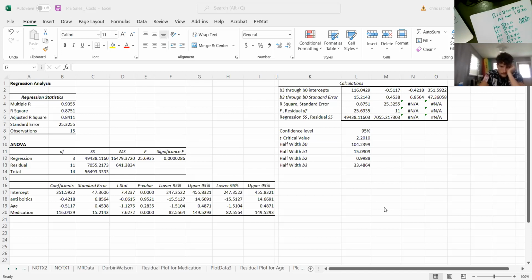Okay, well, let's look at age. Okay, level of significance. So age is E20. Our level of significance is 0.5. Our p-value is 0.28. Did we reject the null? No, right? P-value is too high. P-value has to be below the level of significance for both of these. So you didn't reject the null for antibiotics.